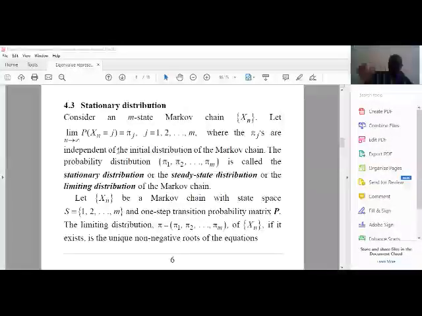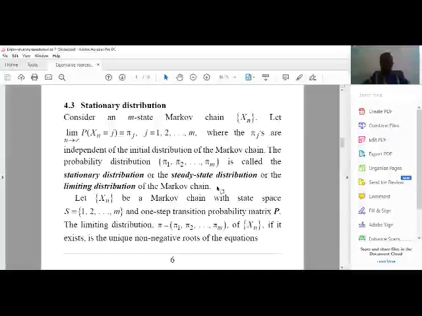So it doesn't matter where you start with the Markov chain, you still end at that point. In the long run, all things being equal, you all end at the same place. So the probability transition is given by pi 1, pi 2, up to pi n. This is called the stationary distribution, or the steady state distribution. It's also called the limiting distribution of the Markov chain. Are we okay? So now let's start.